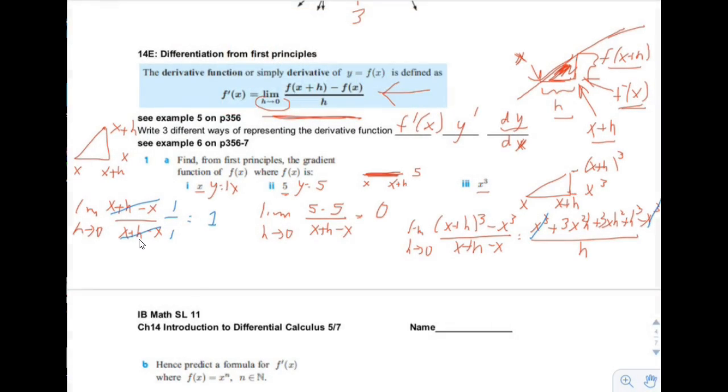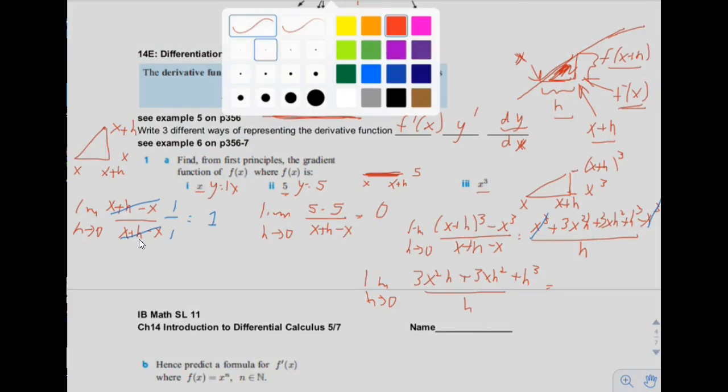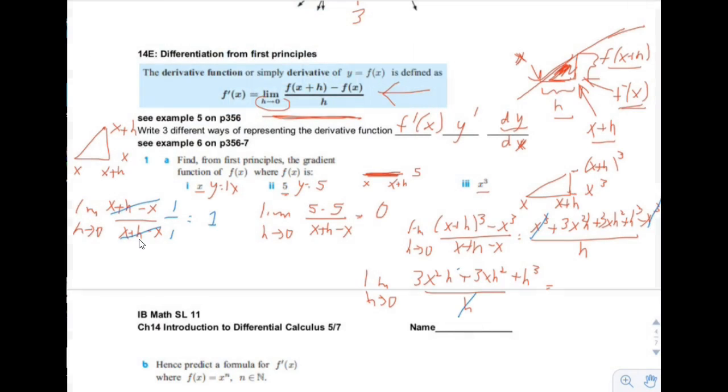So what we have left is the limit as h approaches 0 of 3x squared h plus 3x h squared plus h cubed, and it's divided by h. So now we're going to cross out the h's. So now we have 3x squared, and we still have the limit, right? The limit as h approaches 0 of 3x squared plus 3xh plus h squared.